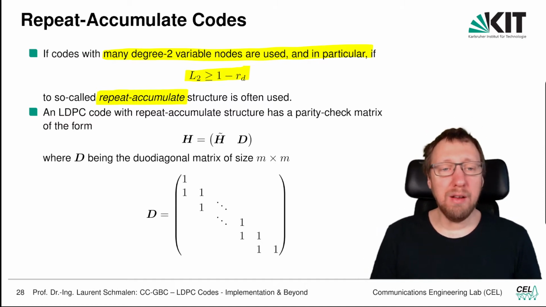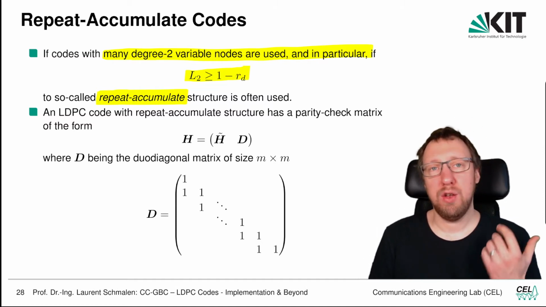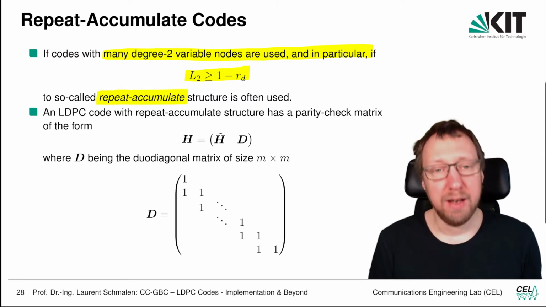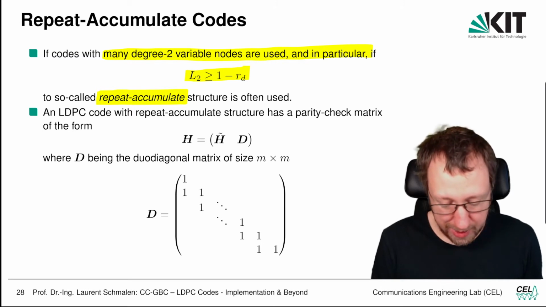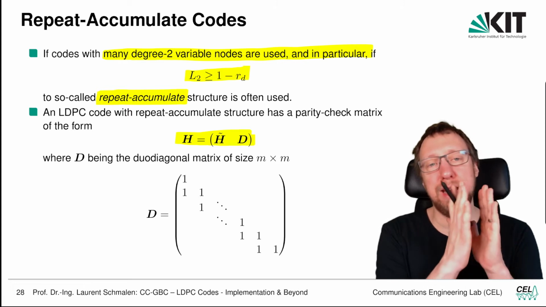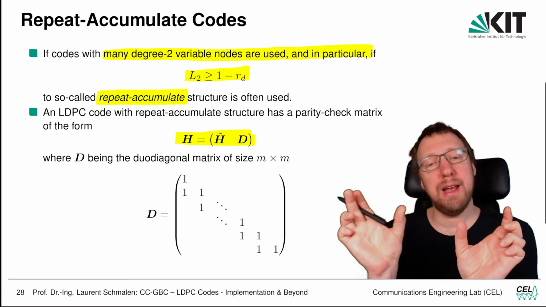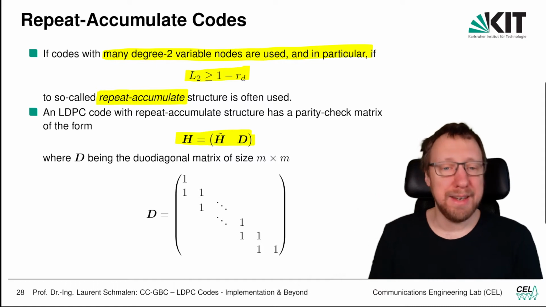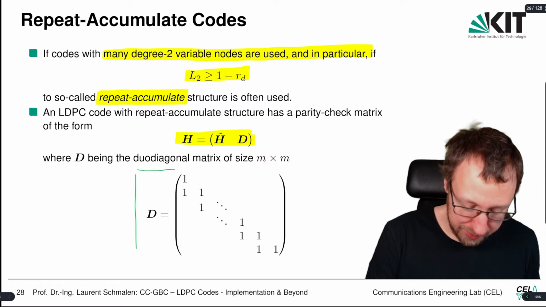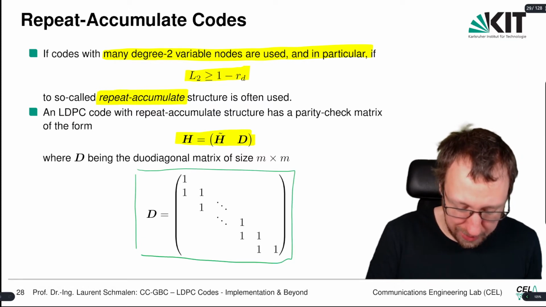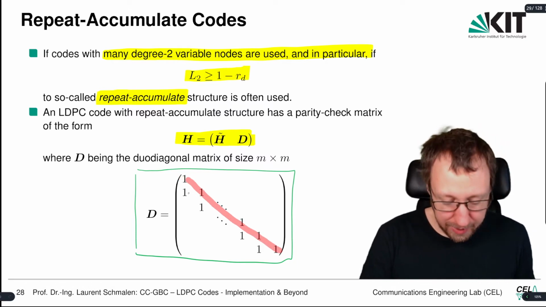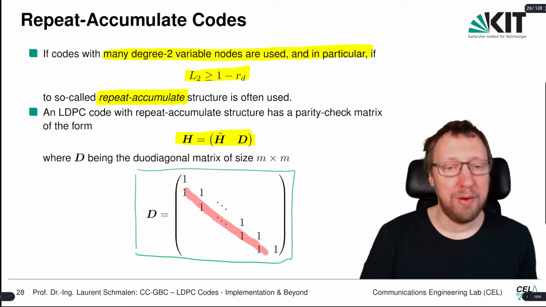In particular, an LDPC code that has a repeat accumulate structure has a parity check matrix that looks like this. We can write the parity check matrix H as consisting of a matrix H tilde that we concatenate with a matrix D, and D is this so-called dual diagonal matrix. D is a matrix that has ones on the main diagonal, so the main diagonal is full of ones, and it has ones on the off diagonal.